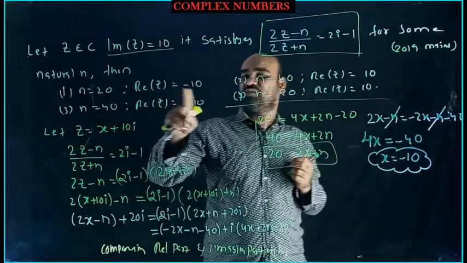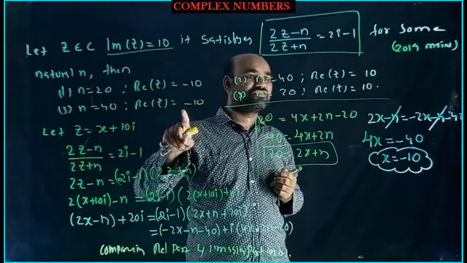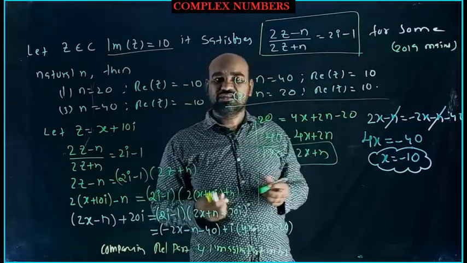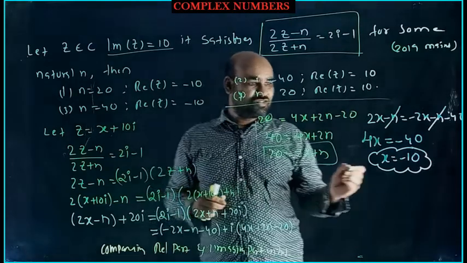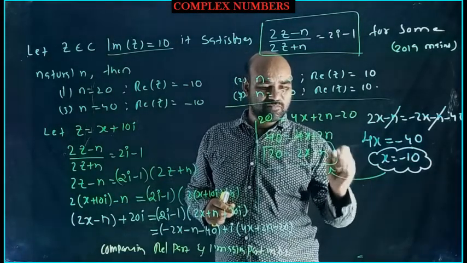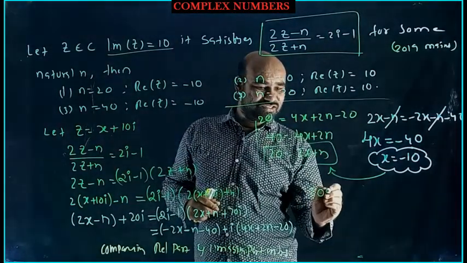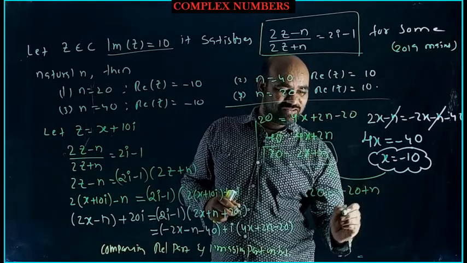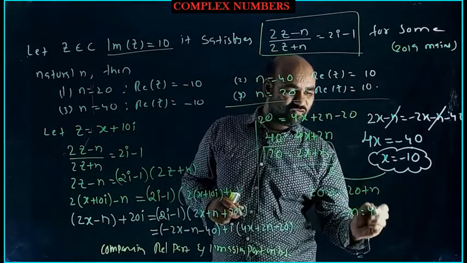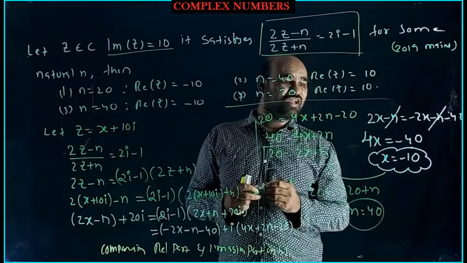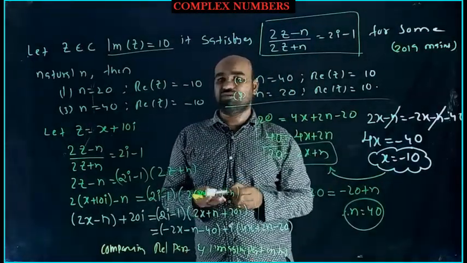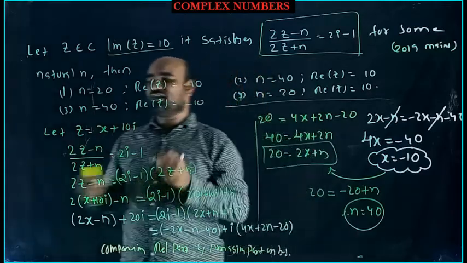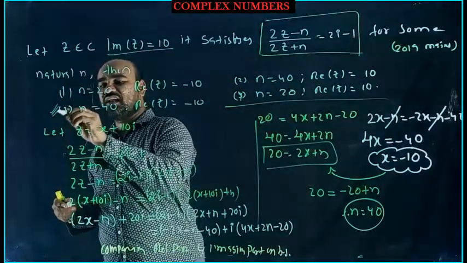Real part of z is minus 10, which is there in options 1 and 3, so the answer will be among those. So substitute this value here. So 20 equal to minus 20 plus n, therefore n equal to 40, and real part of z equal to minus 10. So I searched for that, and 3 is the correct answer.